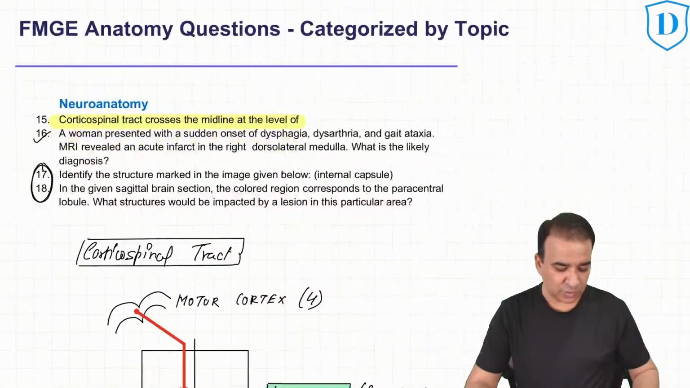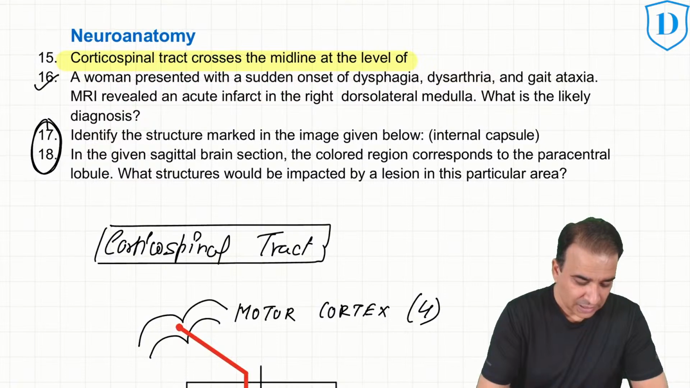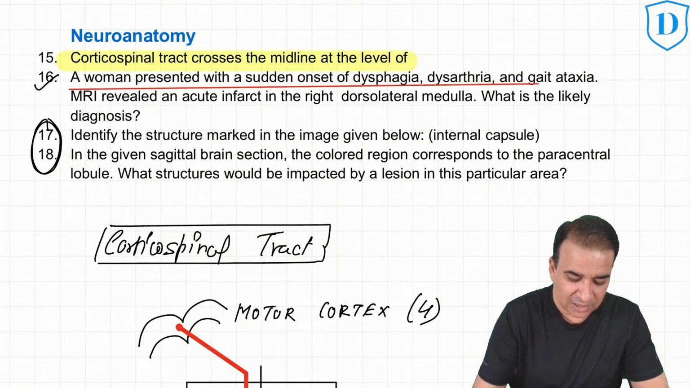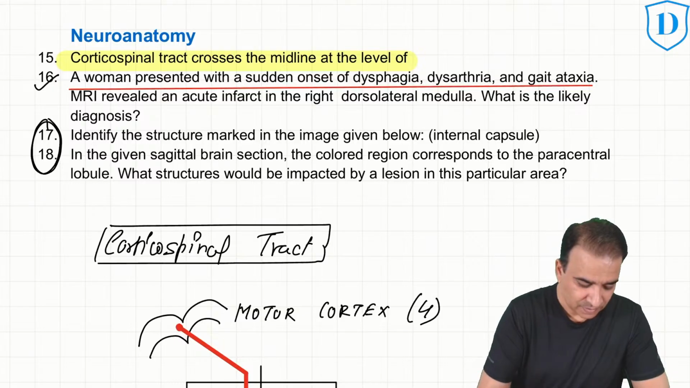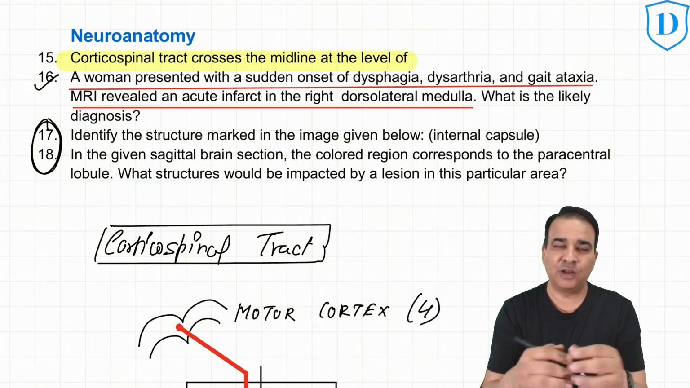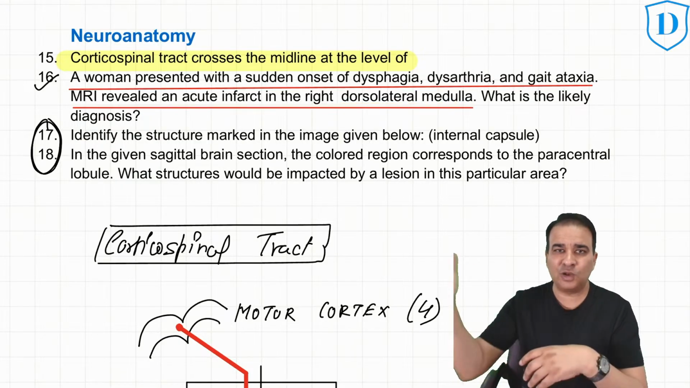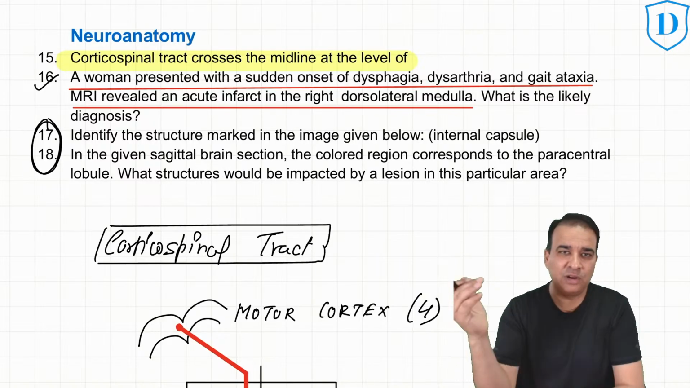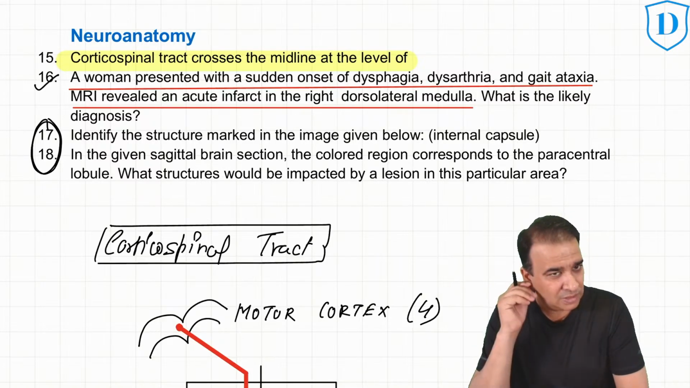So look, this was the question asked to you. The question said, a woman presents with sudden onset of dysphagia, dysarthria, and gait ataxia. Acute infarction in the right dorsolateral medulla. It has told you about the dorsolateral medulla. What is the likely diagnosis? Lateral medullary syndrome. The name itself is telling you the dorsolateral side of the medulla. So it's lateral medullary syndrome or Wallenberg syndrome this patient is suffering from.